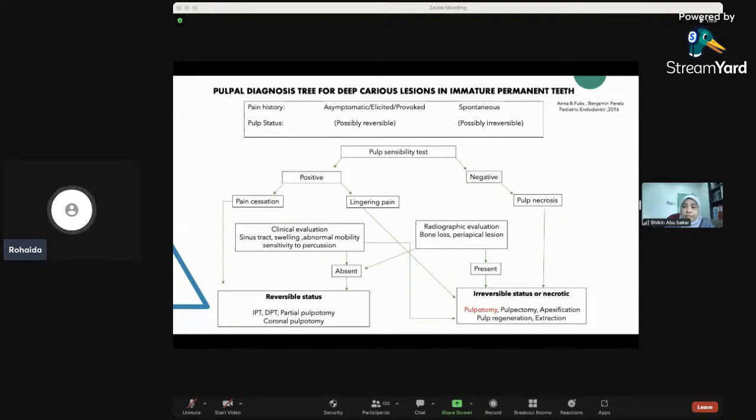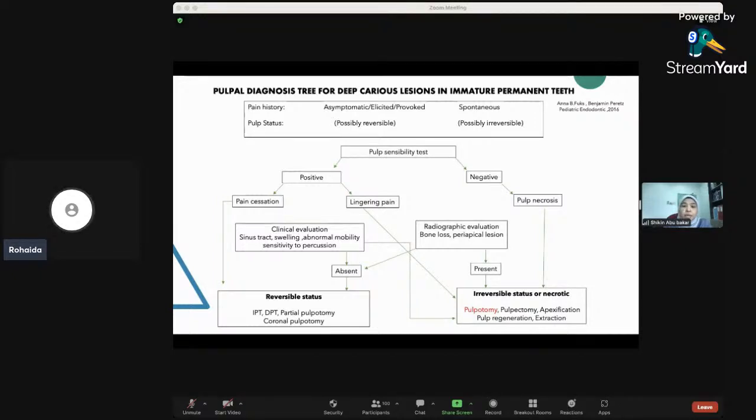Okay, but if there is lingering pain, even after removal of the stimulus, the patient still has pain, then it could suggest irreversible status of the pulp. But last time, traditionally, the treatment is you have to extirpate the pulp. Okay, but now even if they have lingering pain or suggest irreversible pulpitis, you can still offer a conservative approach to the immature teeth rather than to extirpate everything.